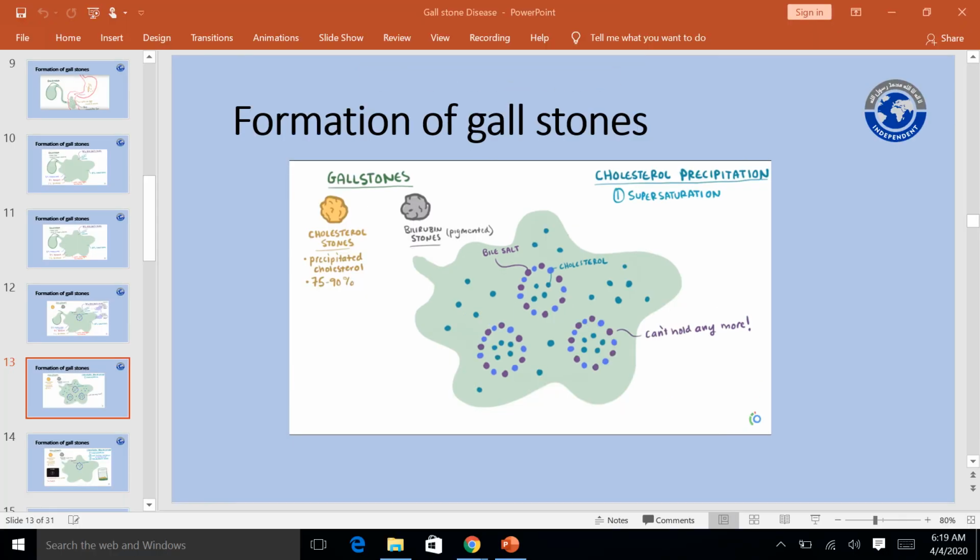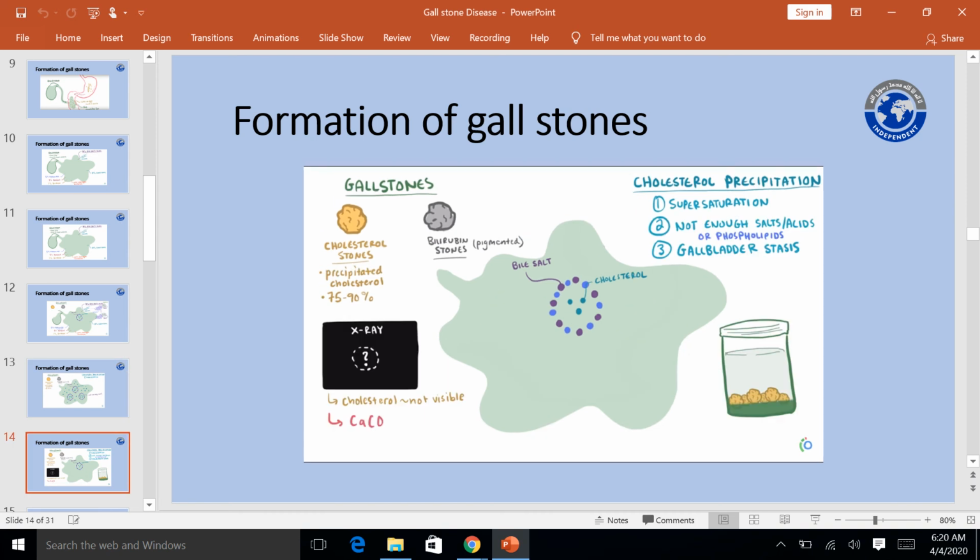The first important cause of gallstone formation is supersaturation of cholesterol, where the amount of cholesterol is quite high and more than the bile salts and bile acids can handle or make micelles from, so the cholesterol lies freely, which precipitates and forms cholesterol gallstones.